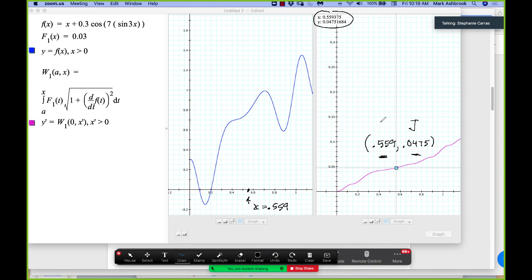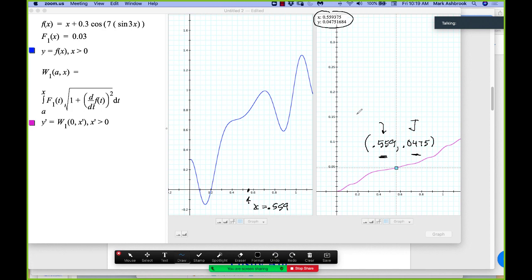Yes, but I'm just confused on the x point. When you say you reach the x point 0.559, what does that mean exactly? Is that the distance traveled by the ant? Okay. Is it? I'm asking. No, it is not. I don't think so.